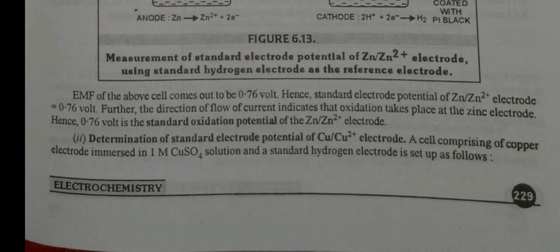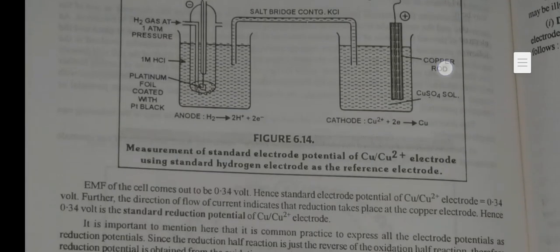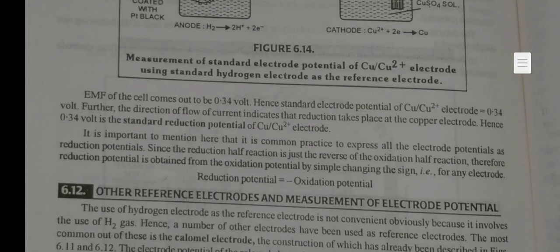Second, determination of standard electrode potential of copper in copper ions electrode. A cell comprising a copper electrode immersed in 1 molar copper sulfate solution and a standard hydrogen electrode is set up as follows. EMF of the cell comes out to be 0.34 volt. Hence, the standard electrode potential of copper in copper ions electrode is equal to 0.34 volt. Further, the direction of flow of current indicates that reduction takes place at the copper electrode. Hence, 0.34 volt is the standard reduction potential of copper in copper ions electrode.